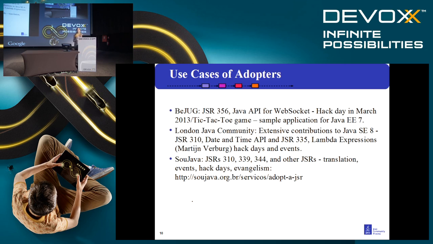and the London Java community nearby also had significant contributions into the Java SE 8 platform release, most significantly through JSR 310, which was co-led with Stephen Colebourne, who's a member of the London Java community, as well as many hack days and evangelism events around JSR 335 Lambda expressions with the London Java community. Multitude of hack days, as well as a bunch of activities around OpenJDK.